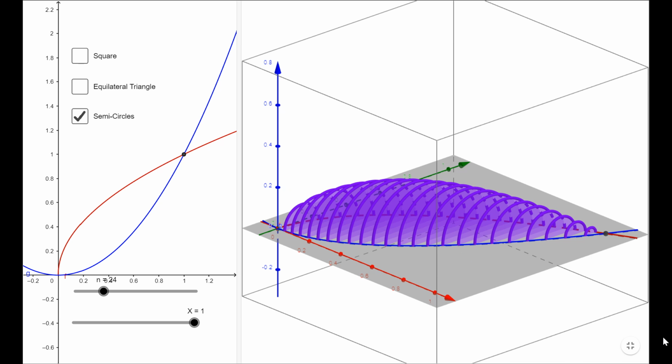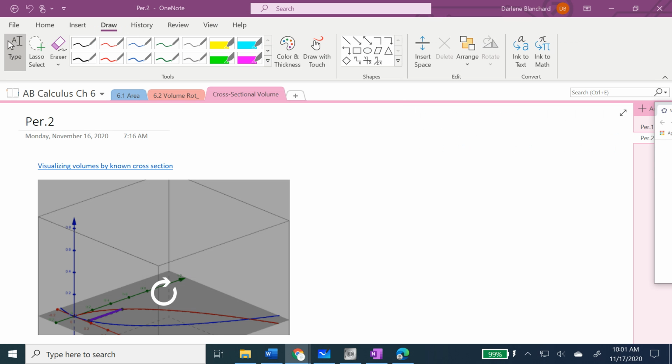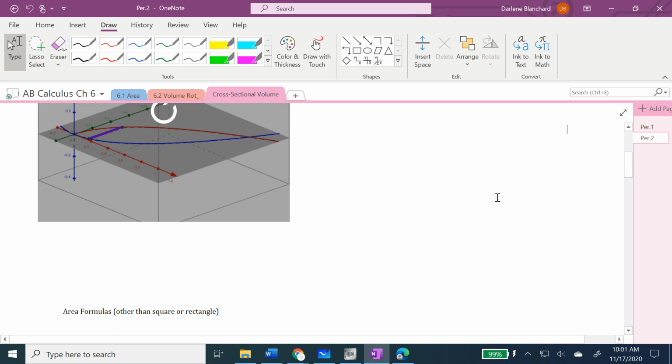All right. The other one that I found, is it this one? Oh my gosh, lag time is just ridiculous right now for me. Well, maybe I'll just leave you some links. And I'm not going to sit here and wait for my internet to get GeoGebra loaded. So anyway, that was that.